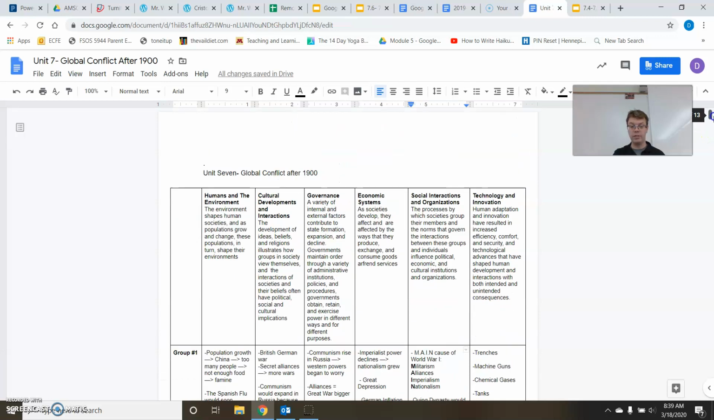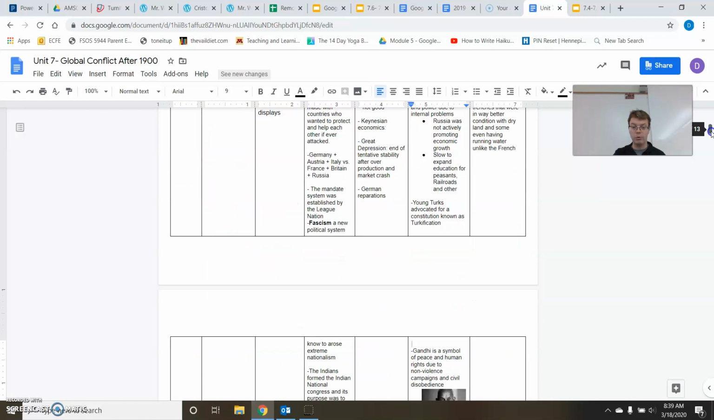I could put that down under governance, I think, but I think I'm going to put that down under social interactions and organizations, or I could put that on cultural developments. Yeah, it'd work for both. I'm putting social interactions though. So I'm going to put Kristallnacht, night of broken glass, and I'm going to add that 30,000 Jewish people were dragged from their homes in Germany. And then what I'm going to do is I'm going to put my initials by it, DW.